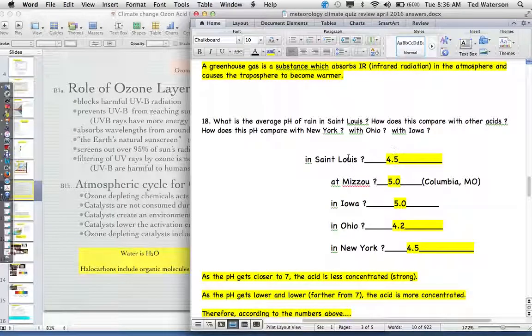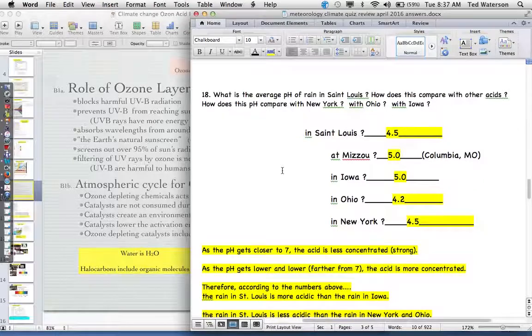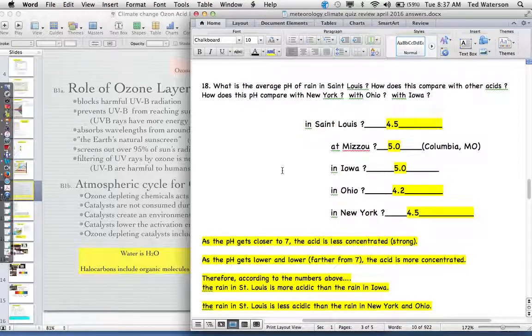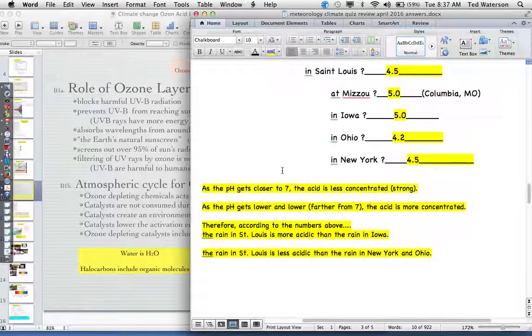P8, we talked about this. St. Louis, it's about a 4.5. Columbia, Missouri, Iowa, about a 5. Ohio, a little bit lower. And we're about the same as New York in terms of rain. And I think that's what we saw when I brought in some rainwater. You guys, it's right about the same as the coffee. It's a good way to think of our rain.